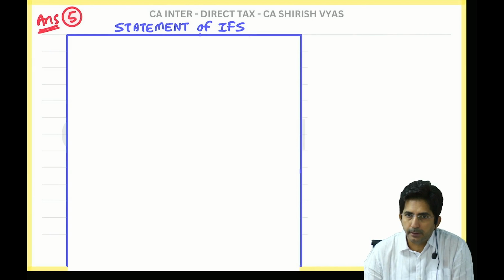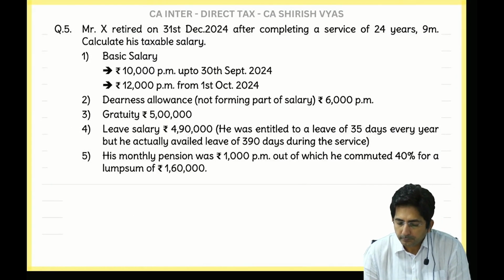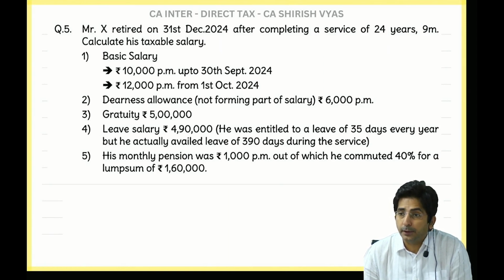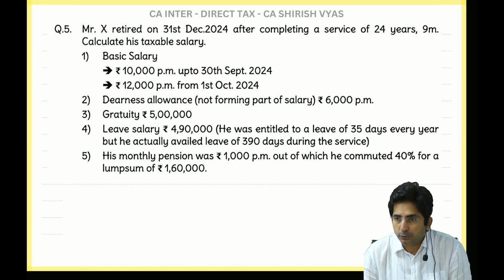Ready with the statement? Now read. Mr. X retired on 31st December. Underline the word retired, circle the date. Whenever you see the question is on retirement, you should draw a timeline. Because in such questions, what silly mistake is possible? By mistake, you will multiply everything by 12 months. But be careful, the employee has retired.